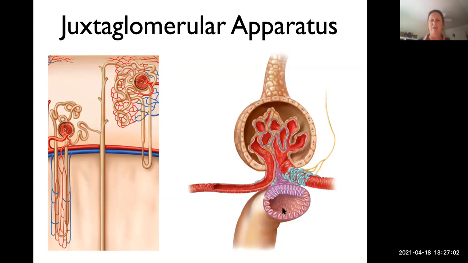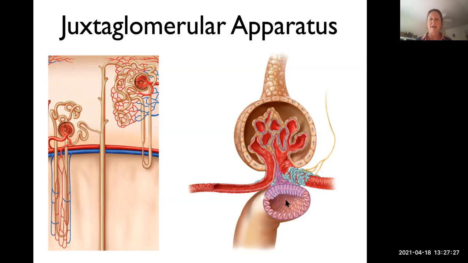So it's like having a supervisor monitoring the process further down the line and saying, you know, okay, it's looking good, keep it the way it is, or it's too concentrated, we need to change the glomerular filtration rate, or it's too dilute, we need to change the glomerular filtration rate. So that's the juxtaglomerular apparatus.